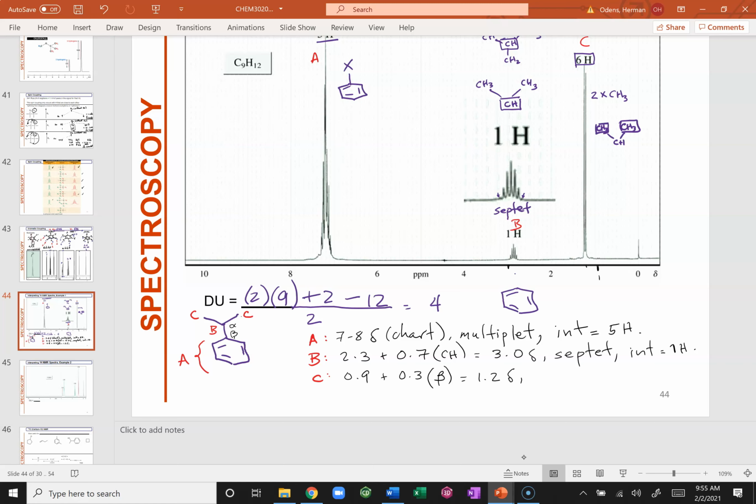All right. So 1.2 is a triplet that integrates to 3 hydrogens. To 6 hydrogens. Oh, I'm sorry. I'm looking at the wrong thing here. Sorry. It's a doublet. Thank you. Doublet integrates to 6 hydrogens. All right. What is the name for this molecule? Isopropylbenzene. Very good. So we have an isopropyl group. All right. Excellent.